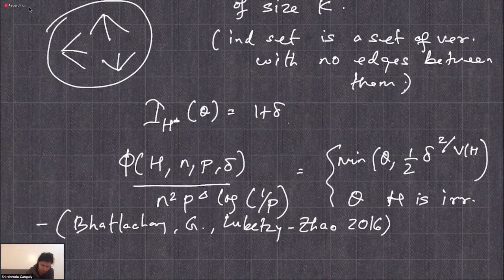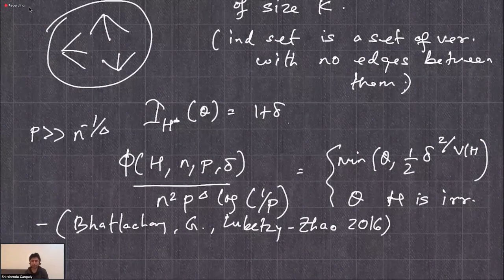Okay, so the regime of p must be mentioned. This is, let's say, for p much bigger than n to the minus 1 over delta, where delta is the max degree of H. So this basically says we have these two competing constructions, and depending on which one does better, that is exactly what dominates this mechanism. Any questions?